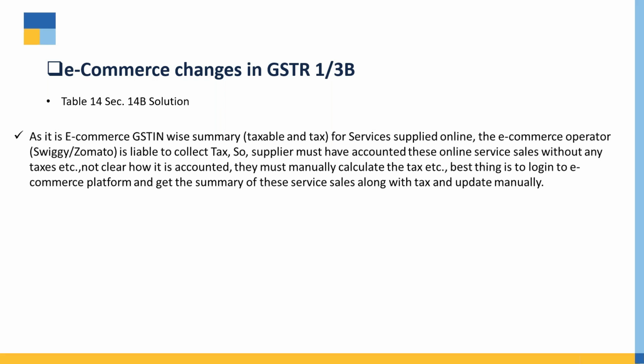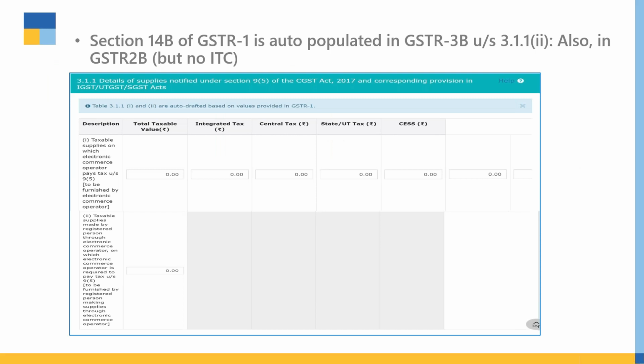So once this is done, its impact in GSTR 3B shows this way, as the supplier is not liable for any taxes on this. So it just shows the taxable value details, and the tax part is grayed out because the liability lies on the e-commerce operator who has to update it.